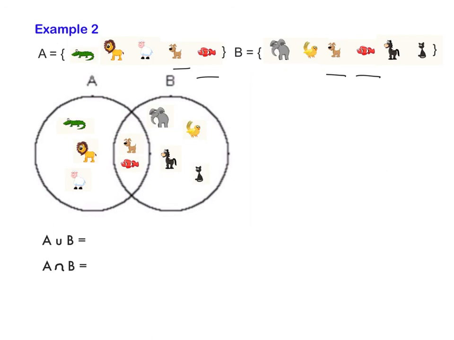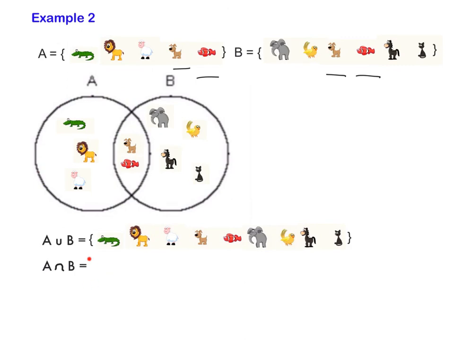Now what we need to do is list all the elements in union and list all the elements in intersection. So let's start. In union we have everything that was in A and everything that was in B. So we have crocodile, lion, sheep, dog, fish, elephant, bird, horse, and a cat. Now we need to list all the elements in intersection. Intersection means between. So in the middle part we have just a dog and a fish.